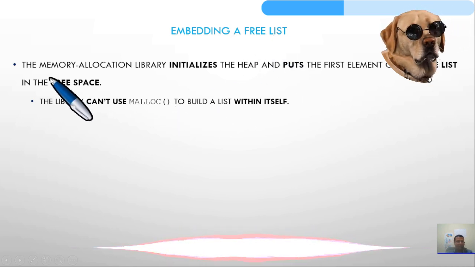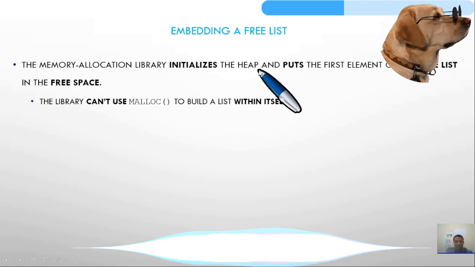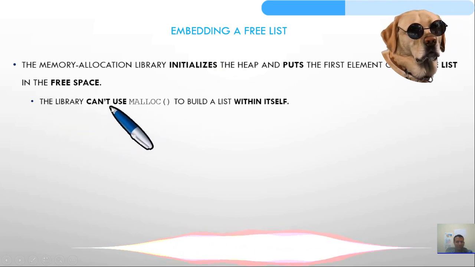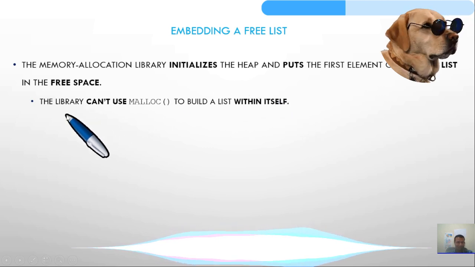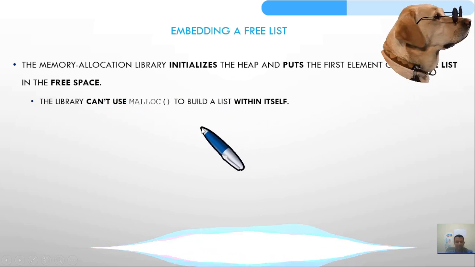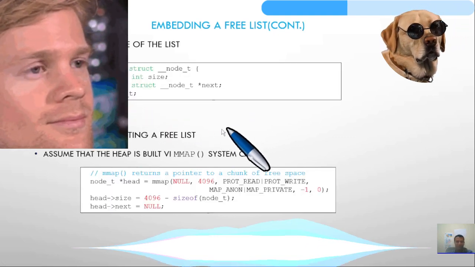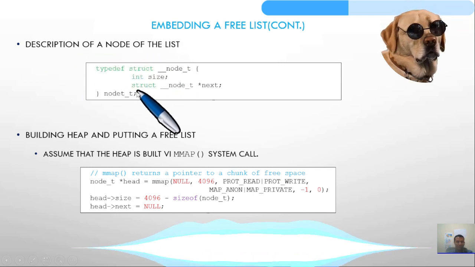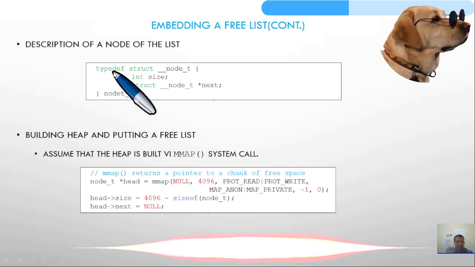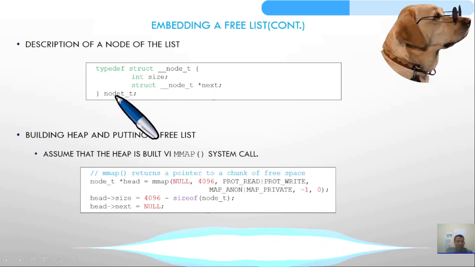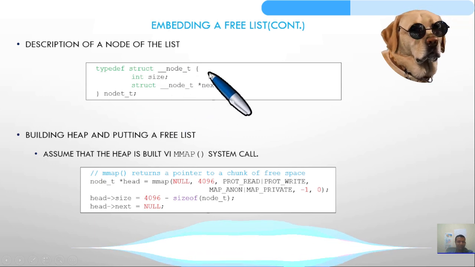Embedding a free list. The memory allocation library initializes the heap and puts the first element of the free list in the free space. The library can't use malloc to build a list within itself. So this is very important: the library cannot use malloc to build a list within itself. This is embedding a list. The first thing we do is the description of the node of the list. So we do typedef struct node, then int size, struct node_t next, and this is node_t. This is the first instruction.